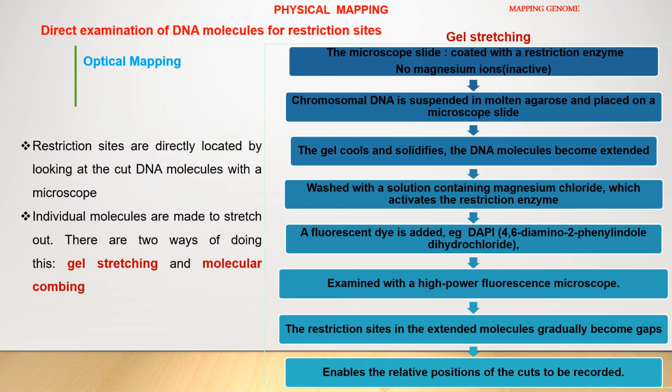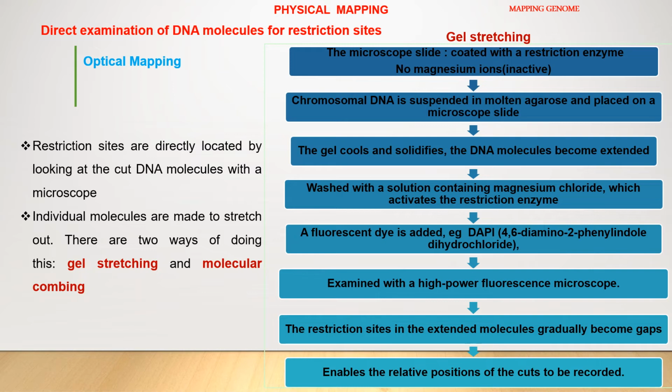Another method of restriction mapping is optical mapping. In this method, the restriction sites can be observed directly under a microscope. The steps include the attachment of DNA fragments to a glass slide so that they are stretched rather than clumped. This is achieved either by gel stretching or molecular combing. First, the gel stretching method.